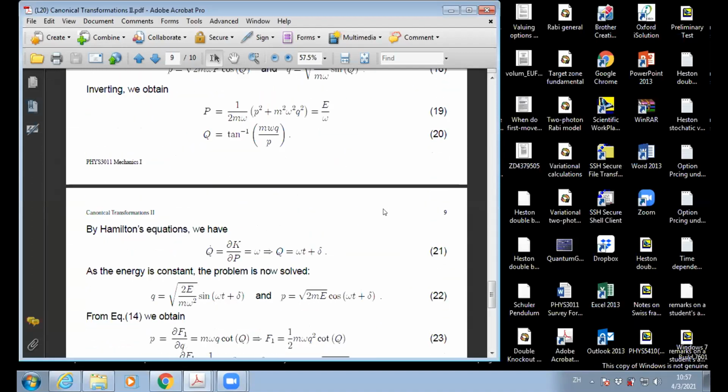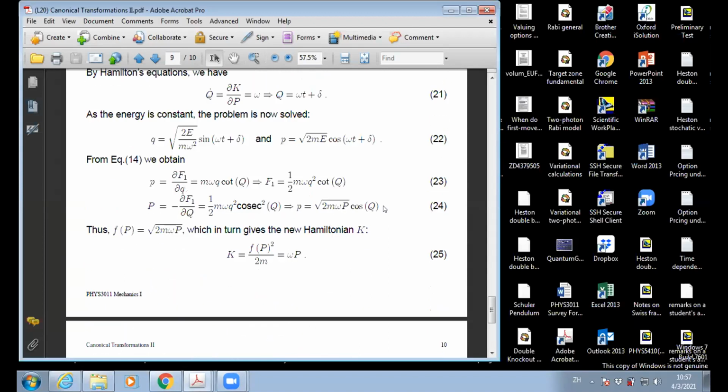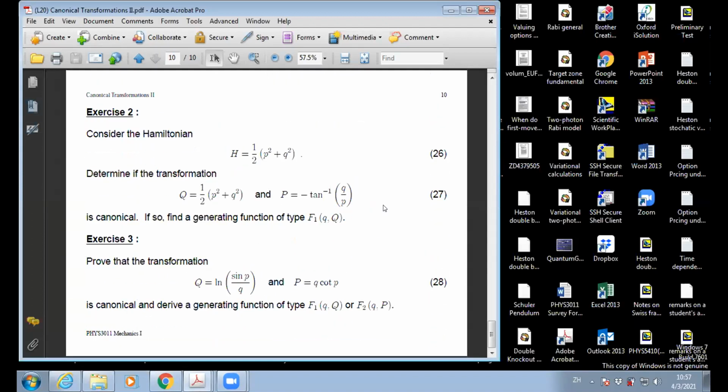We finished exercise 1 last time. Now here are exercise 2 and exercise 3. I give you 10 minutes to work them out, and I will ask some of you to present your answers. All right. Exercise 2 and exercise 3. 10 minutes.